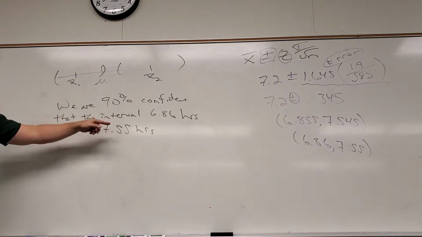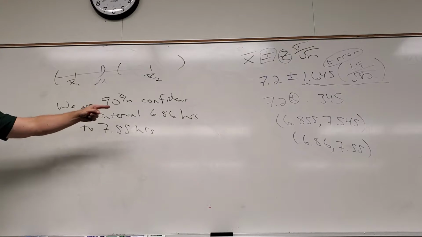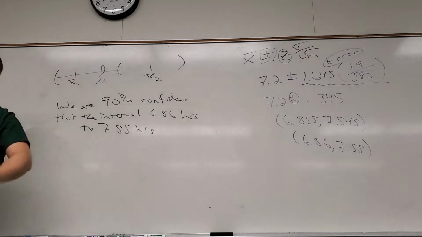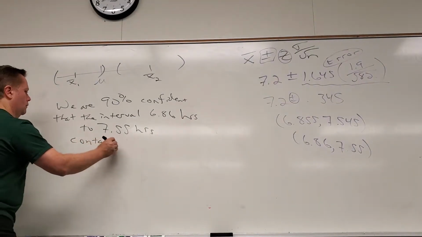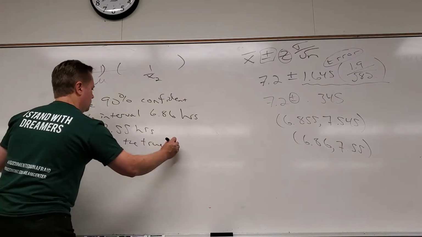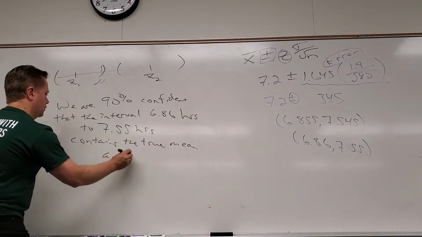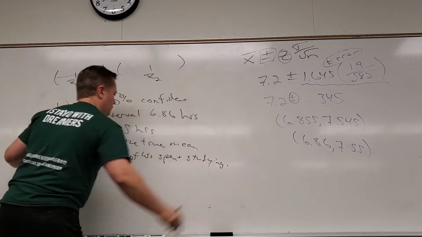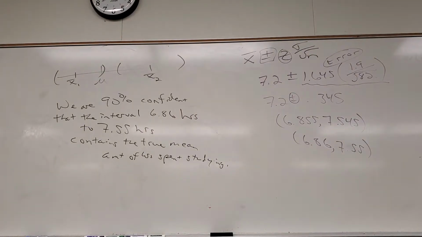So that the interval, 6.86 hours to 7.55 hours, contains the real average number of hours spent studying. What I call the true mean amount of hours spent studying. And when I say true mean, I mean the population mean. So any sample I take is not the true mean, it's an estimate. Confidence intervals make that estimate easier to interpret.